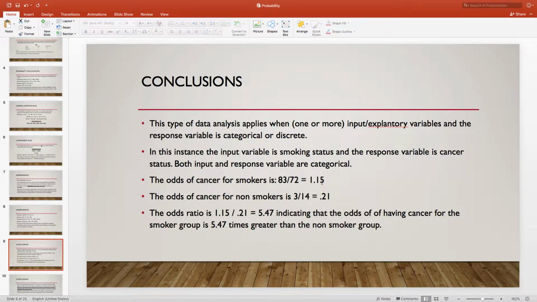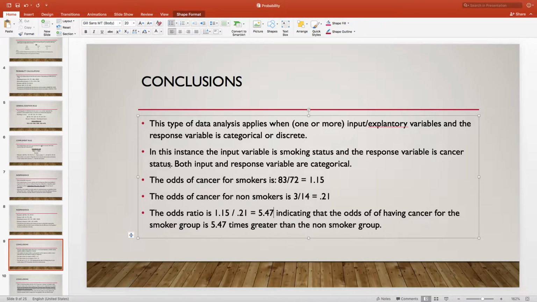These two numbers are quite different. The odds of cancer are quite a bit higher for smokers versus non-smokers. And how much more likely you are to suffer from cancer if you're a smoker versus a non-smoker is the ratio: 1.15 divided by 0.21, which is equal to 5.47. That indicates your odds of having cancer are 5.5 times greater if you're a smoker versus a non-smoker.